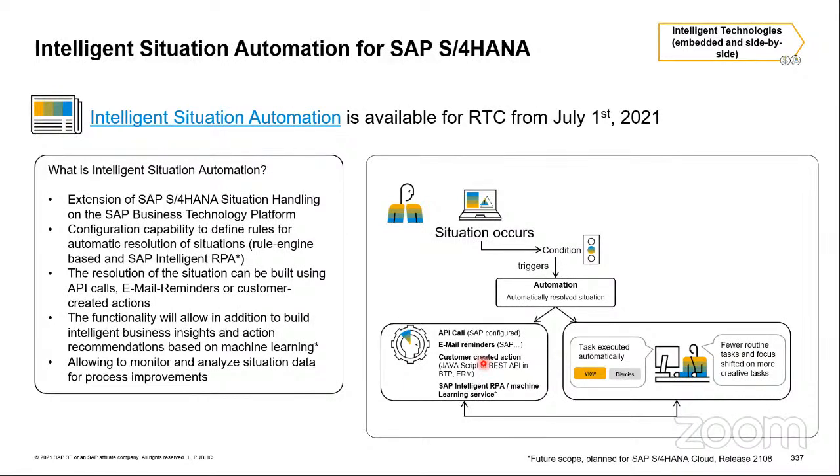That's why. So here's the intelligent situation automation for real-time consolidation. Okay, but broadly speaking, here's how the solution works: a situation occurs, it looks at a condition, and it triggers automation. Okay, they can be API calls, they can be email reminders, they can be customer created actions. The task can be executed automatically, or you can put in that somebody needs to review and do it. All of this is possible, right? So this is what is referred to as intelligent situation automation.